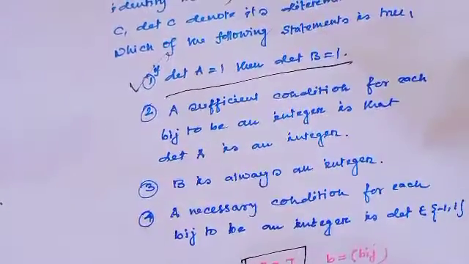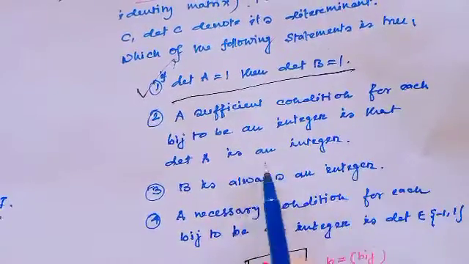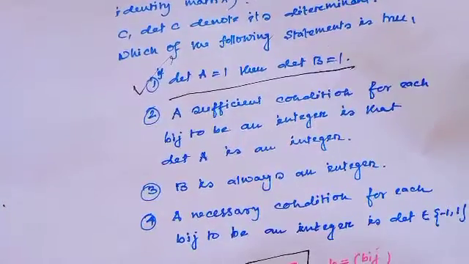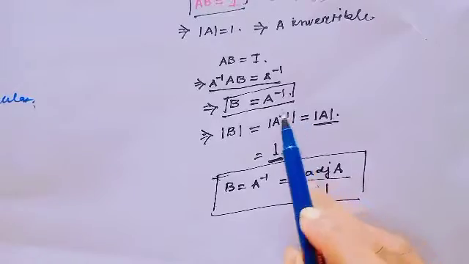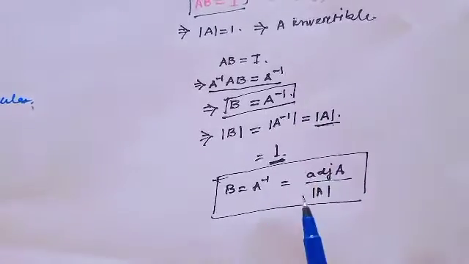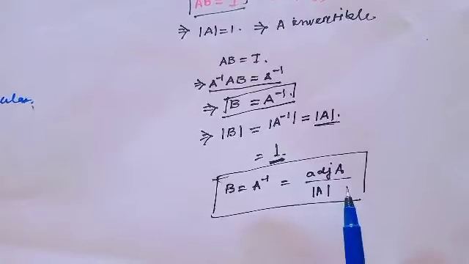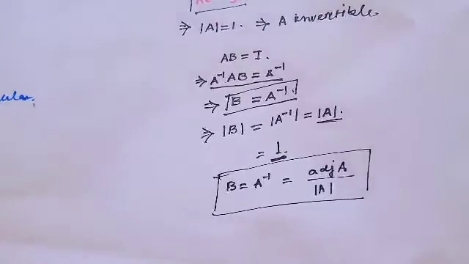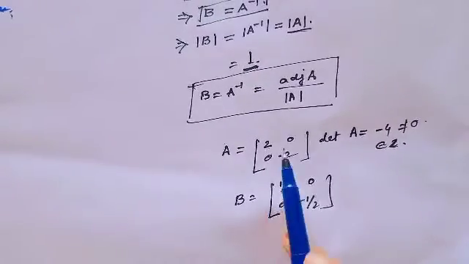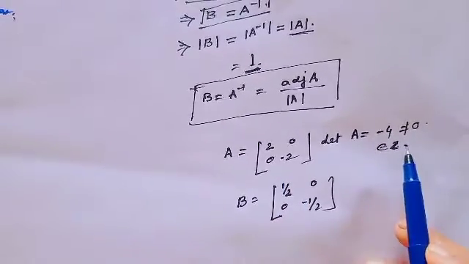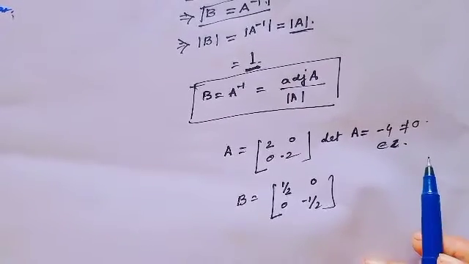Option 2, a sufficient condition for each Bij to be an integer is that determinant of A is an integer. Is it a true option? We all know that B equal to A inverse, and the formula of A inverse is adjoint of A divided by determinant of A. For this, consider one example. Consider this matrix, and notice here the determinant is -4, which is not equal to 0, and which obviously belongs to the integers.